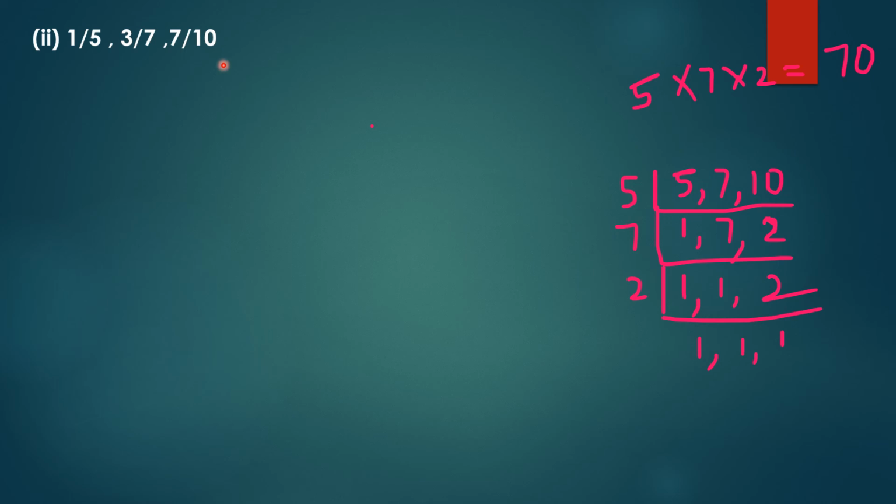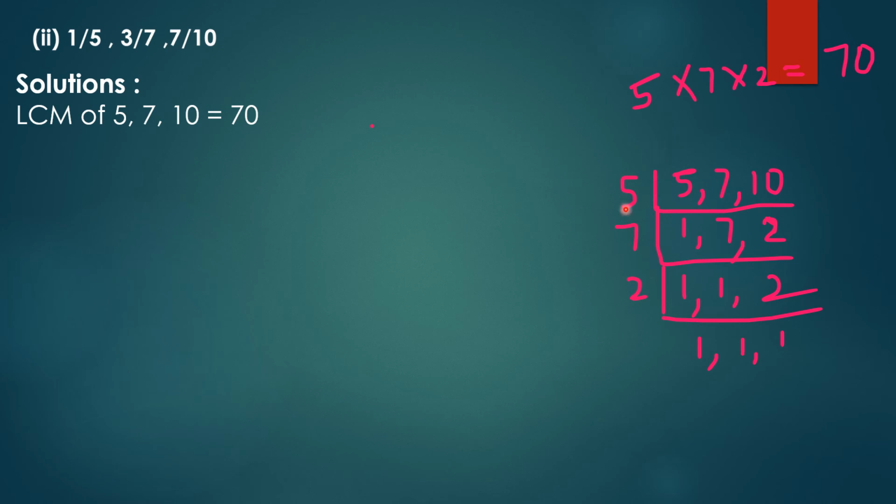So now the given fractions are unlike fractions because here the denominators are different. So we have to convert the given unlike fractions into like fractions. So how to convert? Let us see. Already we have done this, we have to use the same method. Find the LCM for denominators 5, 7, 10. So what is the LCM for these three numbers?